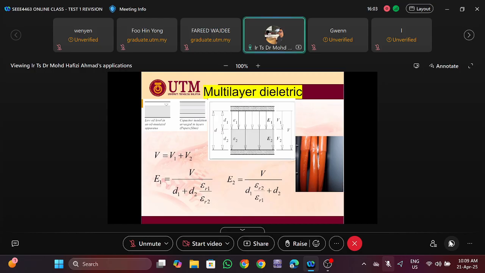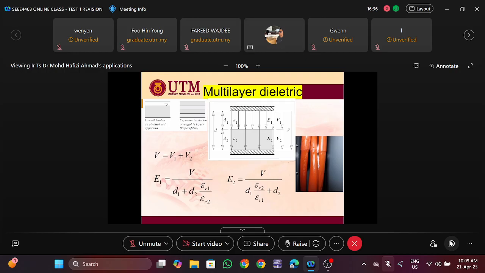The voltage that we have in the question is 275 kV. By using this formula, which is actually derived from V equal to V1 plus V2, and with the different epsilon R, finally we have E1 with these equations. And then D2 should be multiplied with the fraction of epsilon 1 and epsilon 2.